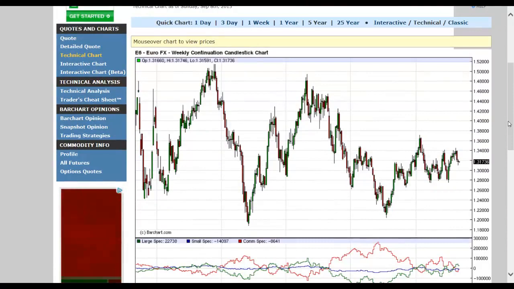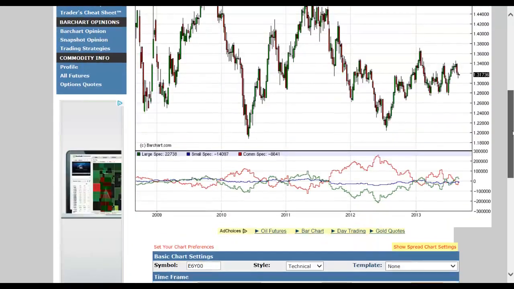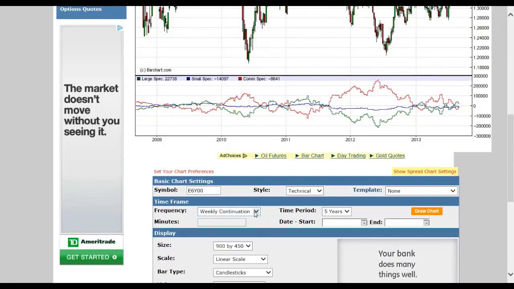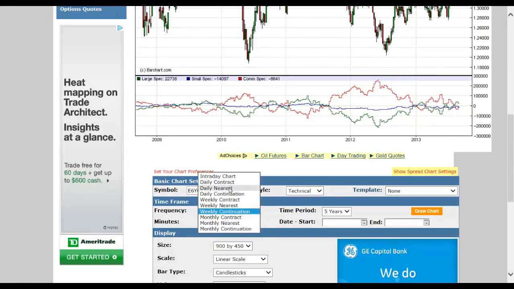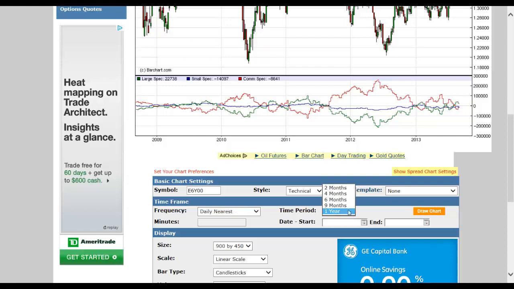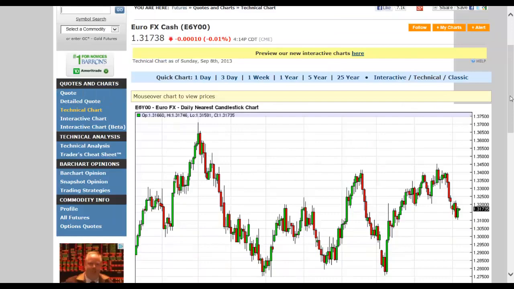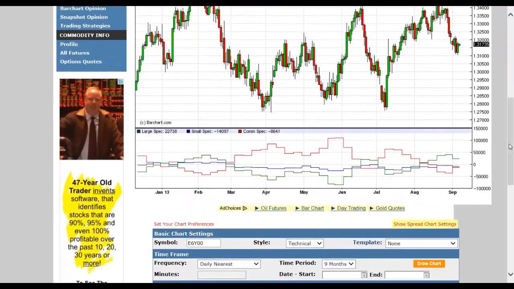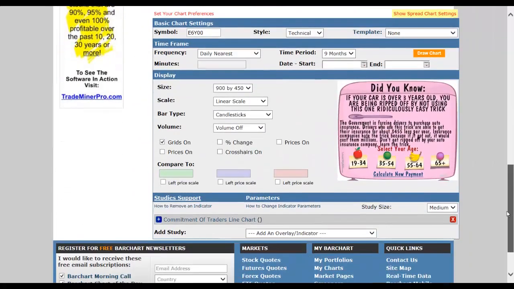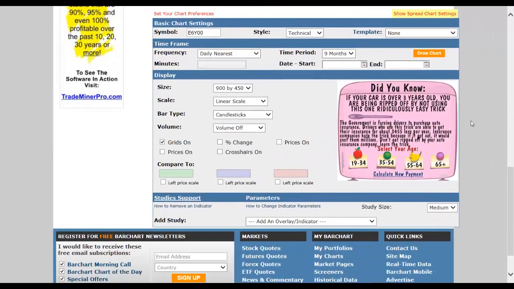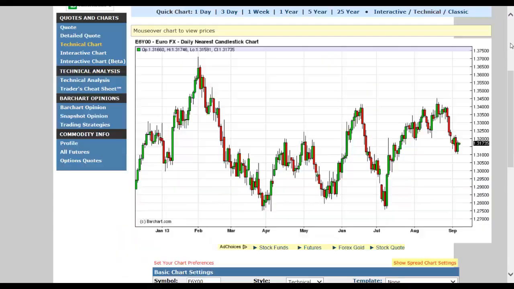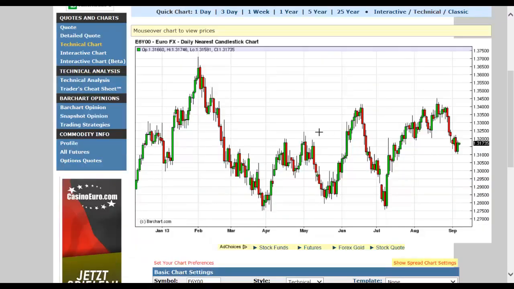Here is a weekly, because that's what I save. But we're going to go down to a daily, and let's pull up nine months of it and draw the chart. I left the COT data on there, but you guys know me, I'm nuts about stuff like that. I've got to get it off, it'll distract me. Okay, so I just took that off.